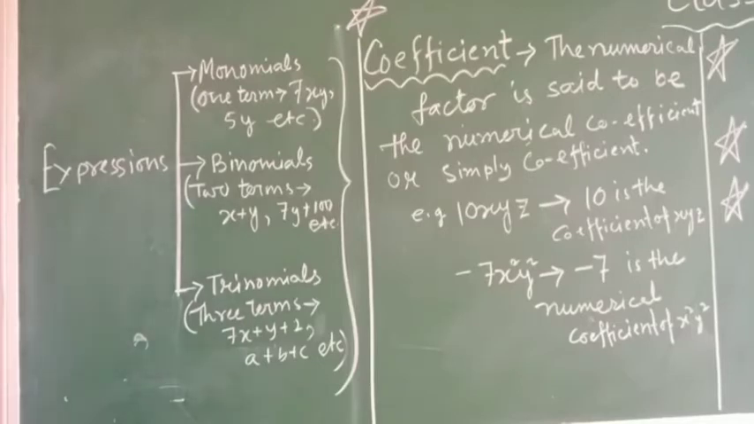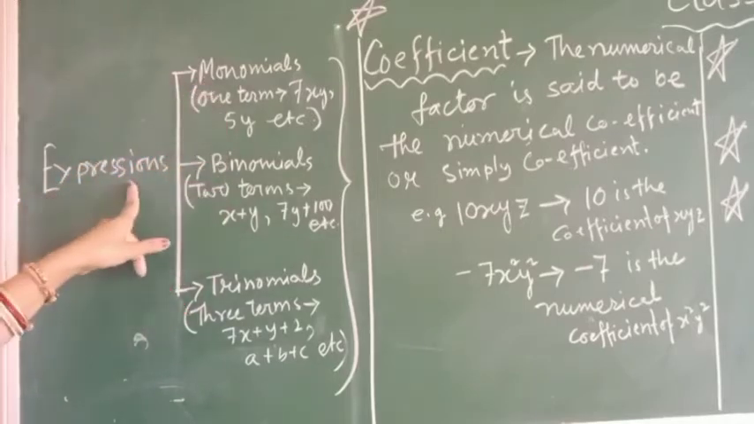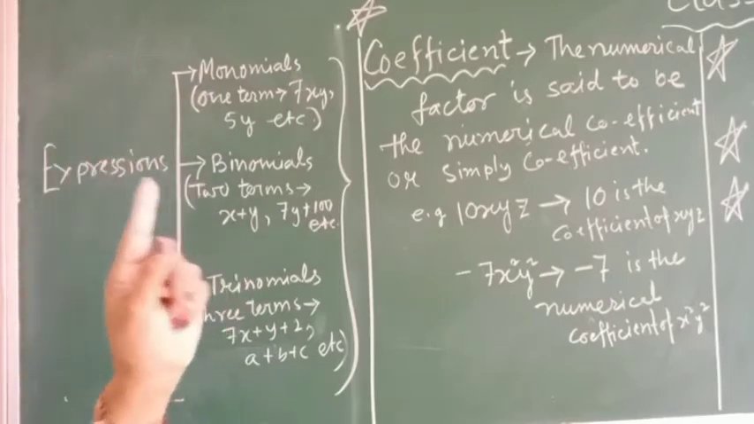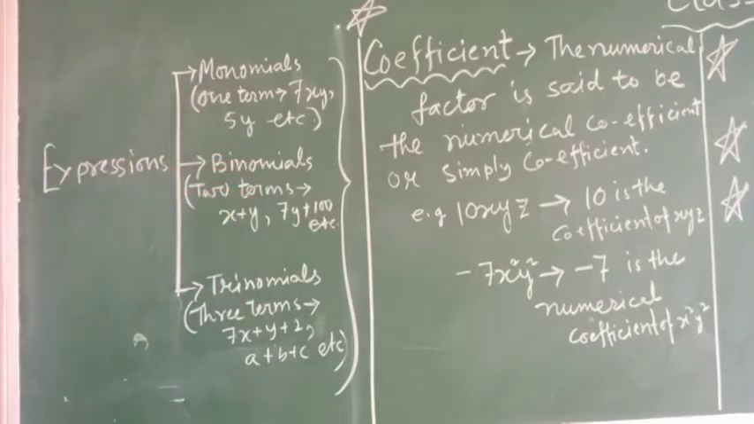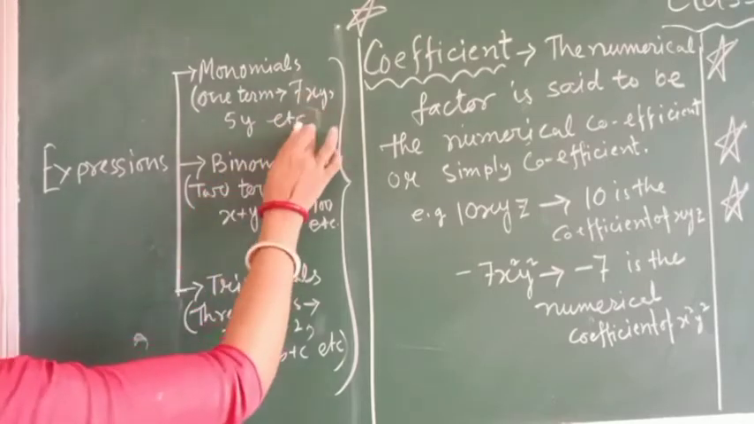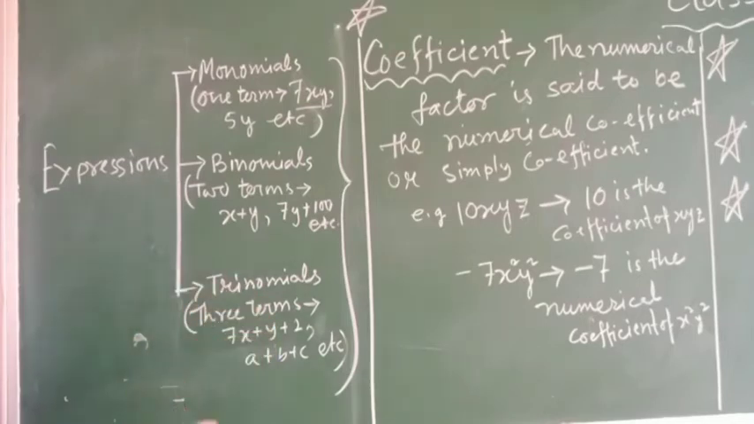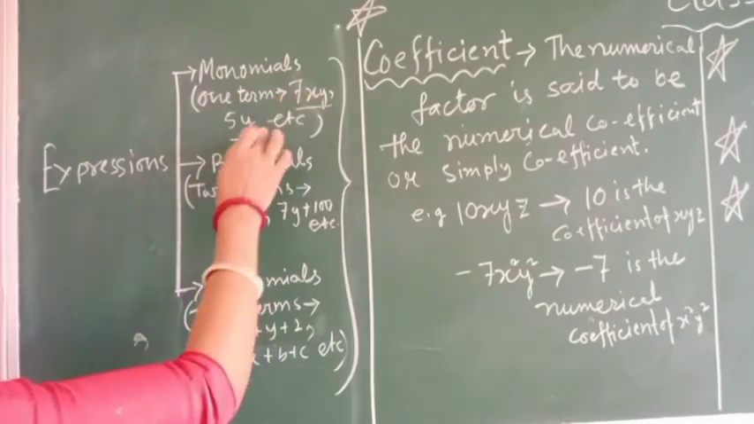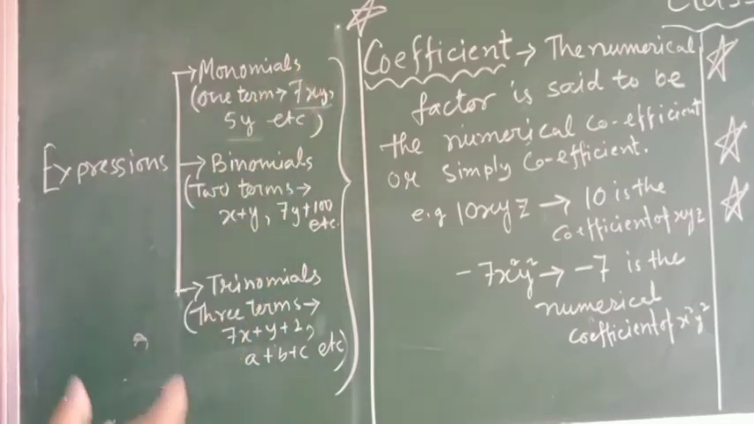Now on the basis of the number of terms in an expression, the expressions are divided into few categories. When the expression has only one term, or a single term, it is known as a monomial, such as 7xy. 7xy is a single term, it is known as monomial. 5y, etc. So many examples you can see. When we see that only one term is there, it is known as monomial.